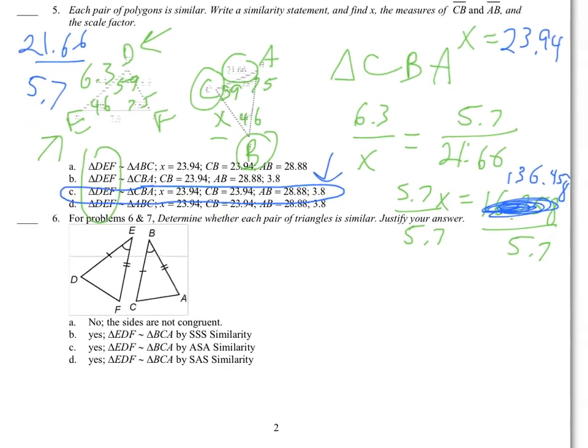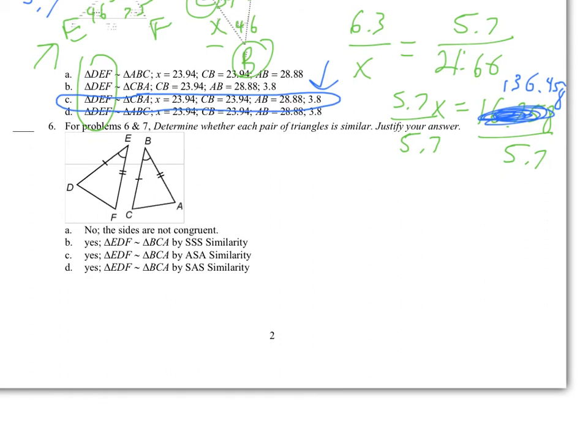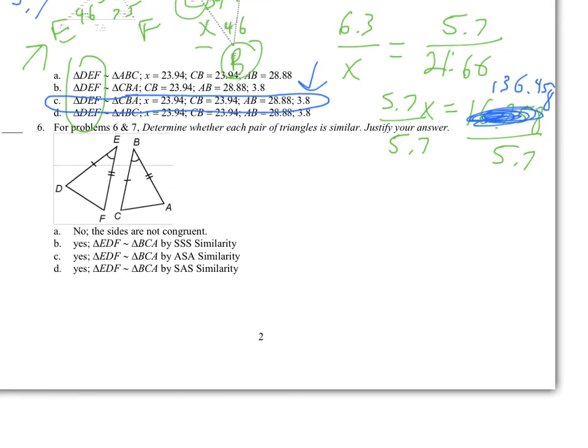Okay, moving on, looking at number 6. For problems 6 through 7, determine whether each pair of triangles is similar. These triangles, they are similar because they have a side that's congruent. If a side's congruent, then they are going to be similar because the scale factor is going to be 1. And they have a congruent angle, so that's going to be congruent by side, angle, side.